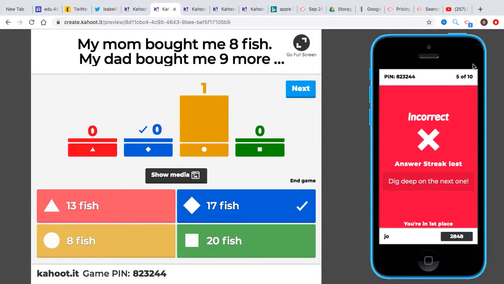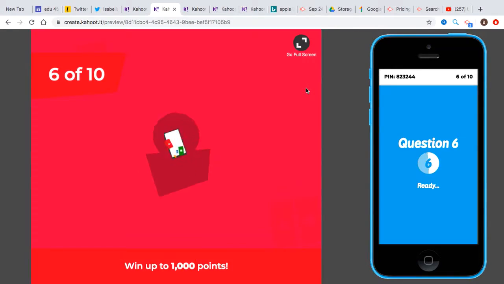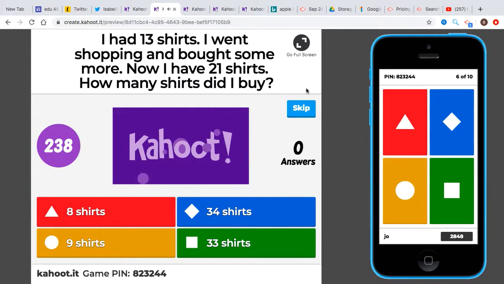Here it shows you what question we're at, 5 of 10 questions. So the next one is, I had 13 shirts. I went shopping and bought some more. Now I have 21 shirts. How many shirts did I buy?